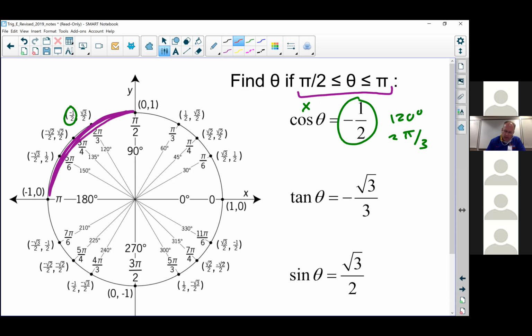Which one would give me a tangent? Remember, tangent is going to be y over x. So y over x, it's going to be one or the other.